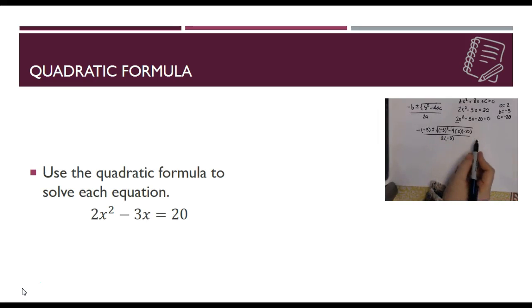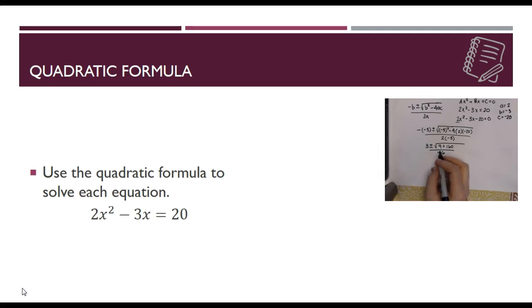So now I have lots of math and number crunching to go here. I'm going to take my negatives and cancel them out first, which gives me 3 plus or minus the square root of negative 3 squared, which is 9, minus 4 times 2 times negative 20. So remember, these are all multiplied, so I can do them in any order. So negative 4 times 2 is negative 8, times negative 20 is positive 160. Then on the bottom, I have 2 times negative 3, which is negative 6 in the denominator.